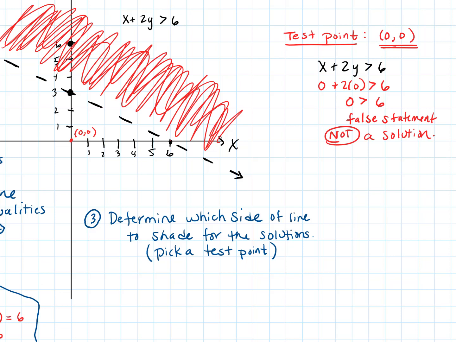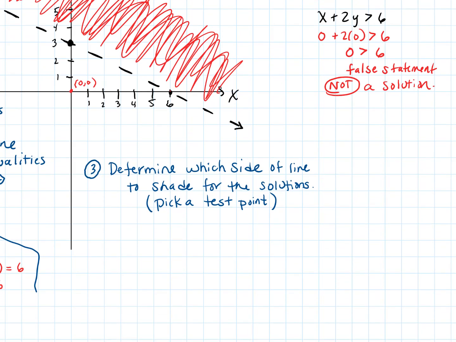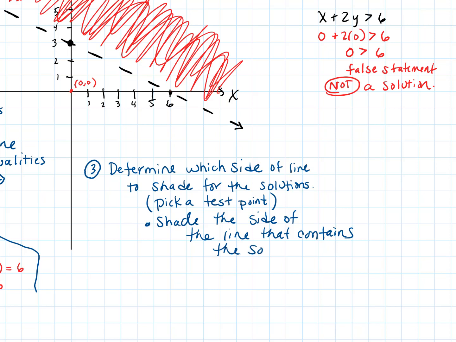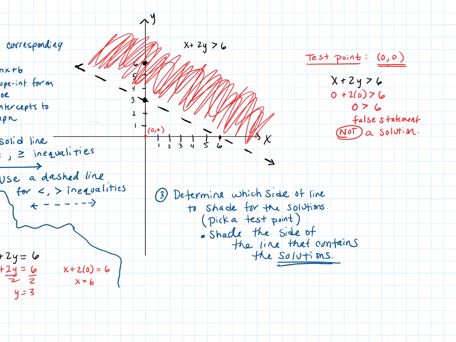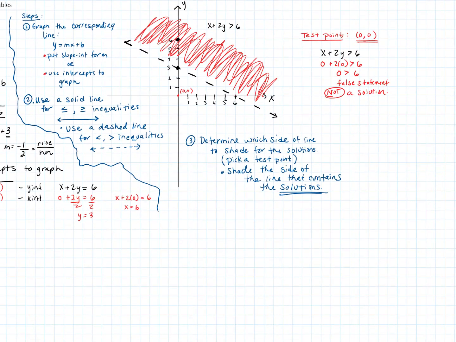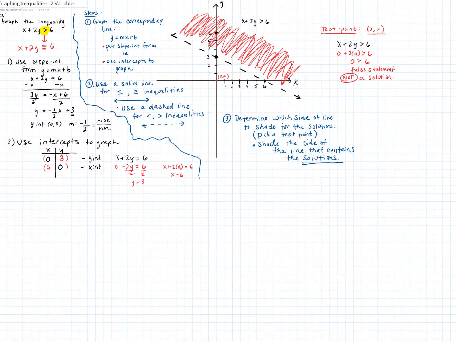So let's make one more little note down here. Pick a test point and shade the side of the line that contains the solutions. Okay? So if your test point is a solution, then you shade over your test point. If it is not, you shade the opposite side. Okay? All right, so we have gotten to our answer, went through a couple little things of review.